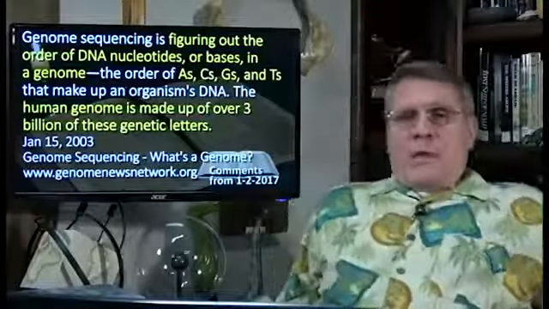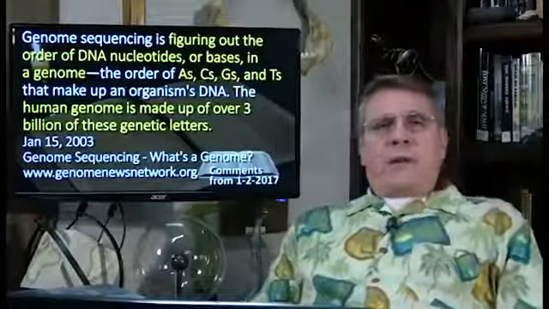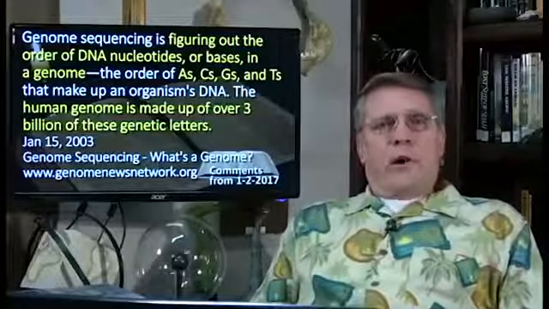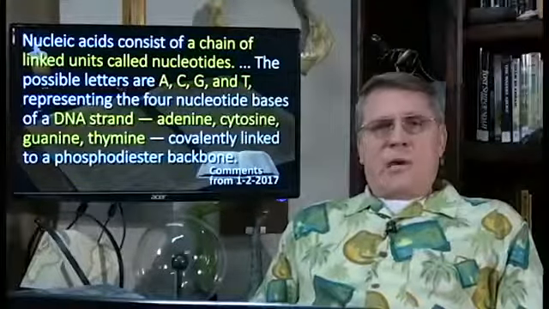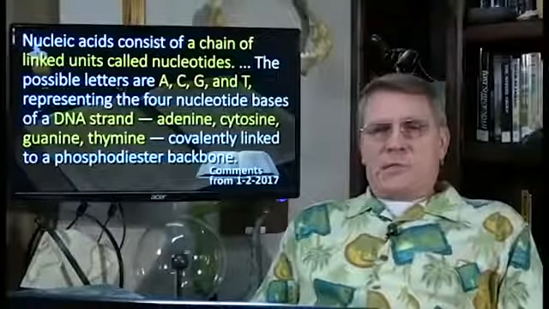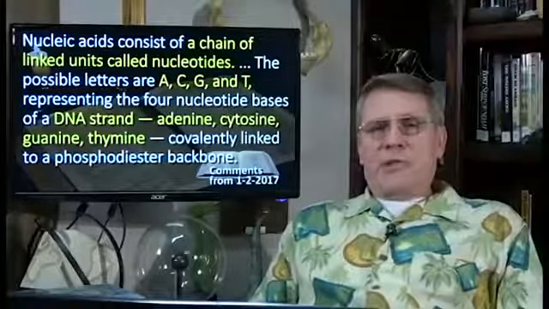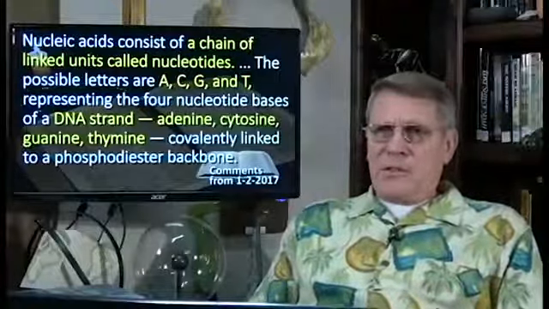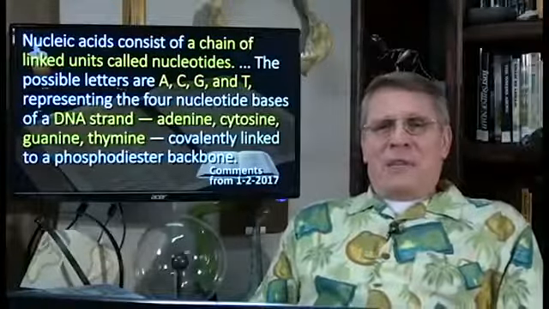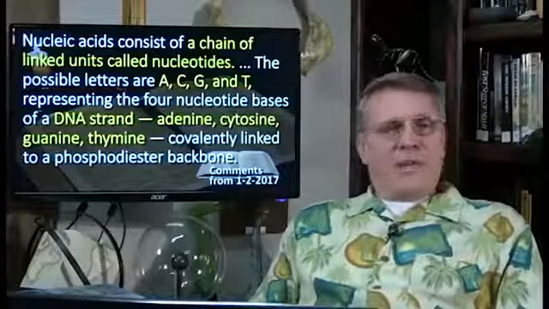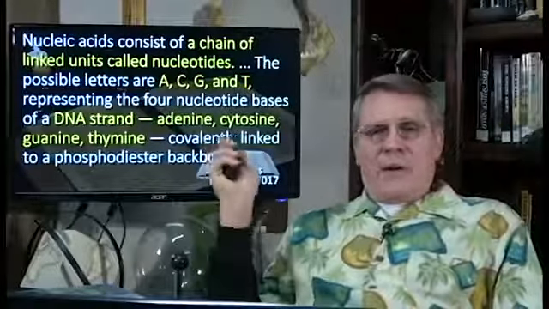Okay, so they're saying they're figuring out the order of the letters of the code. Oh, interesting. Nucleic acids consist of a chain of links called nucleotides. The possible letters are A, C, G, and T. Does it have how many letters? It's still loading, a big old number. Okay. Representing the 4 nucleotide bases of the DNA strand. And here they are right here, A, C, T, G.